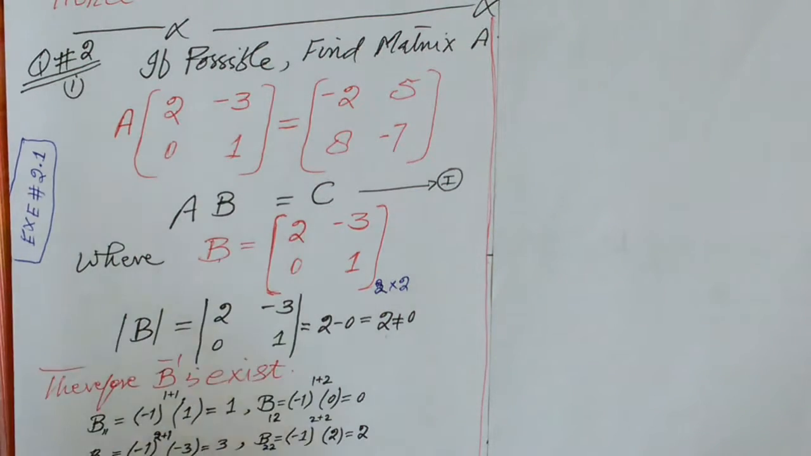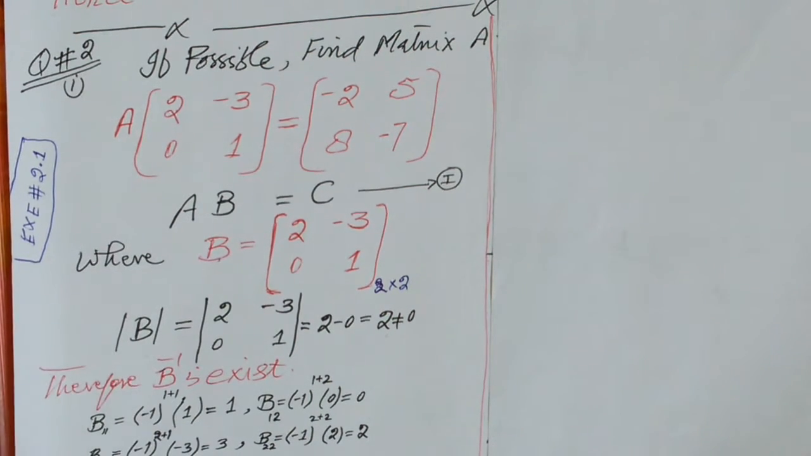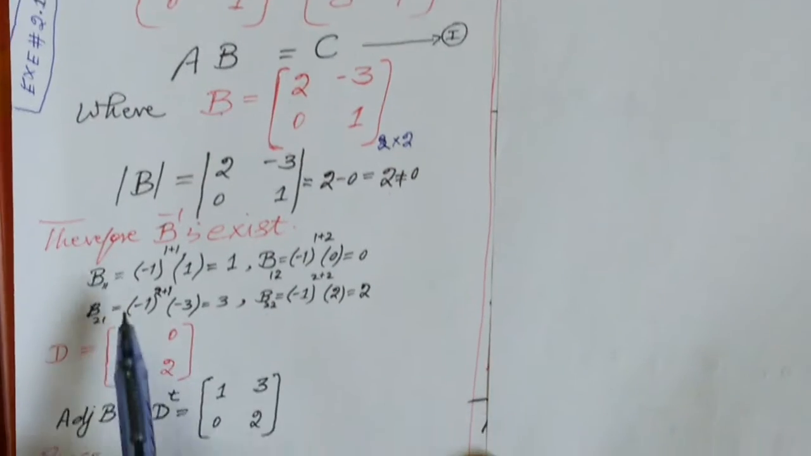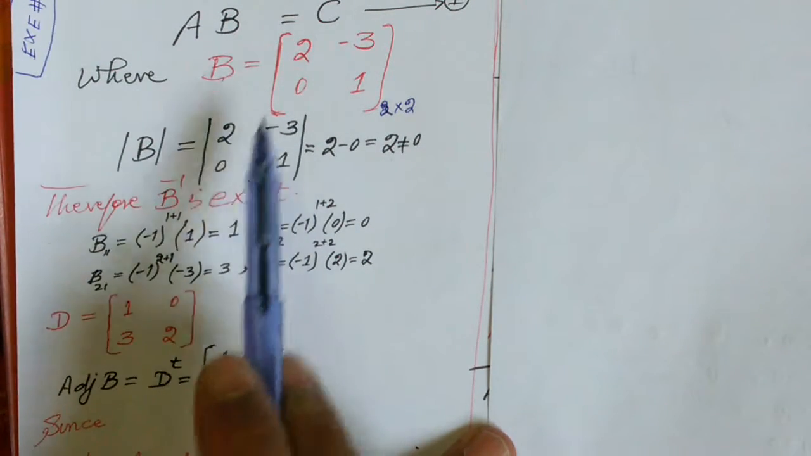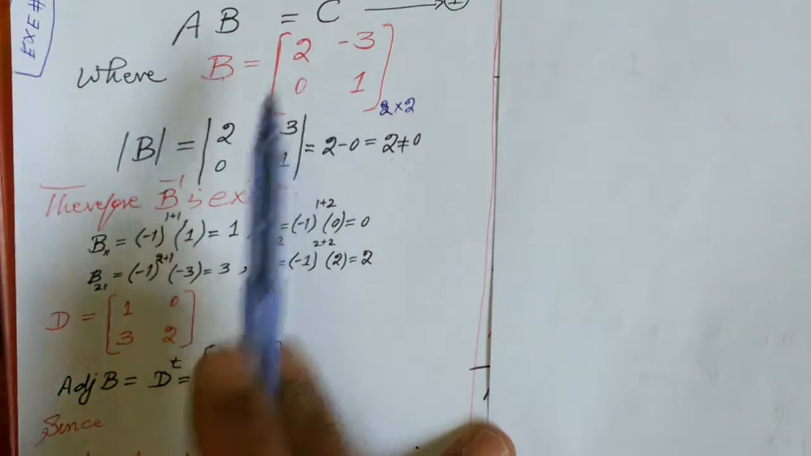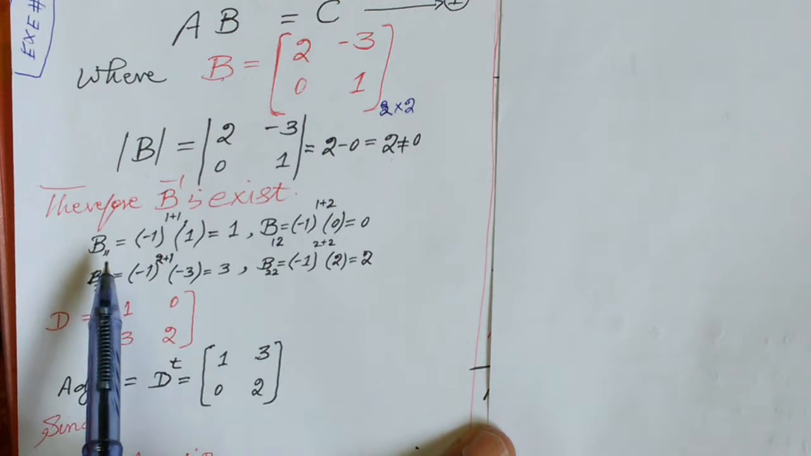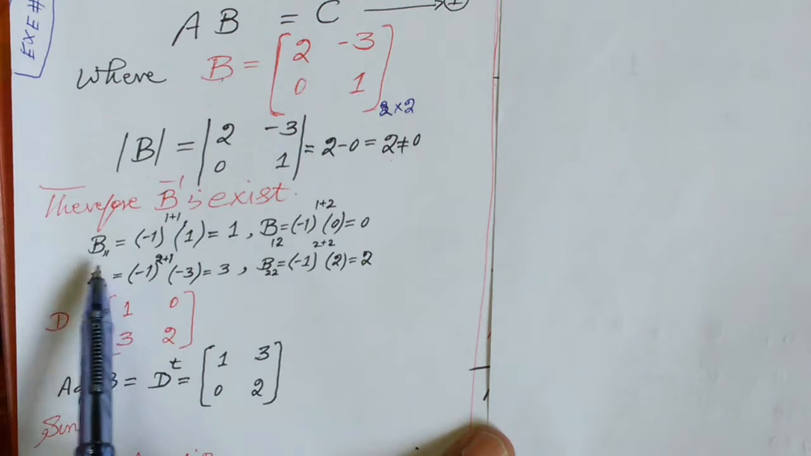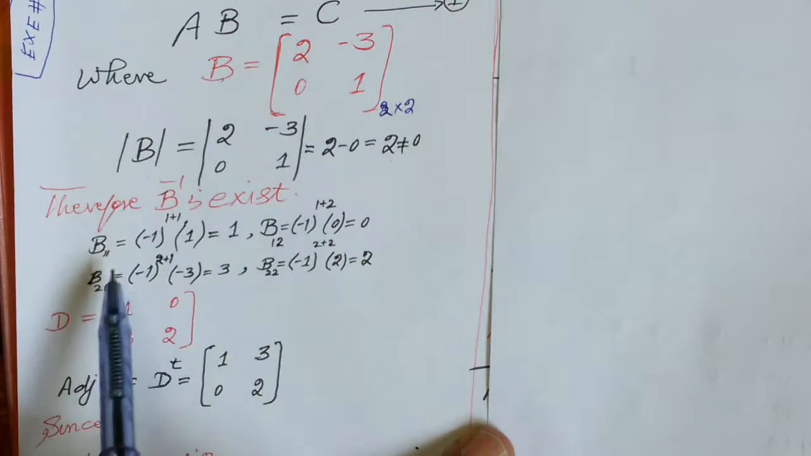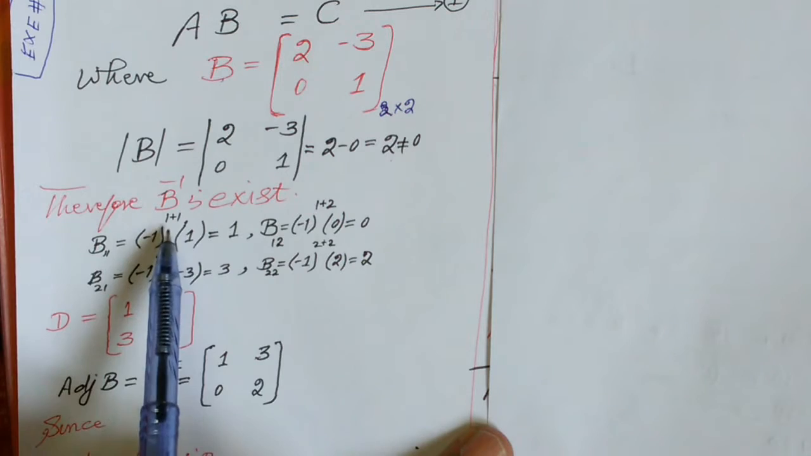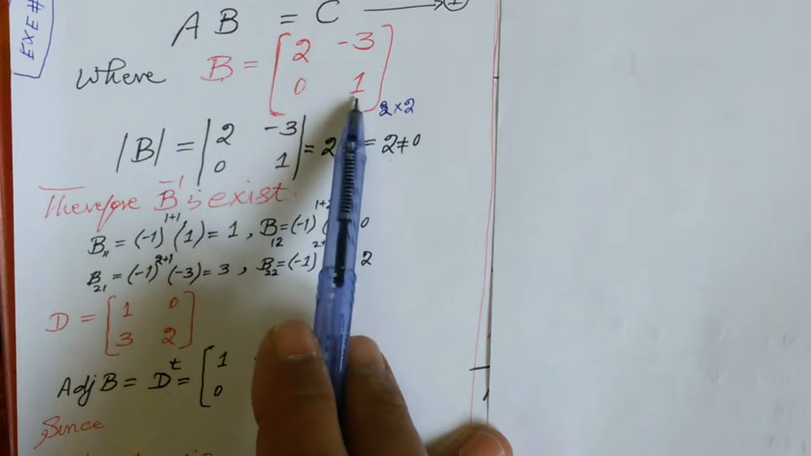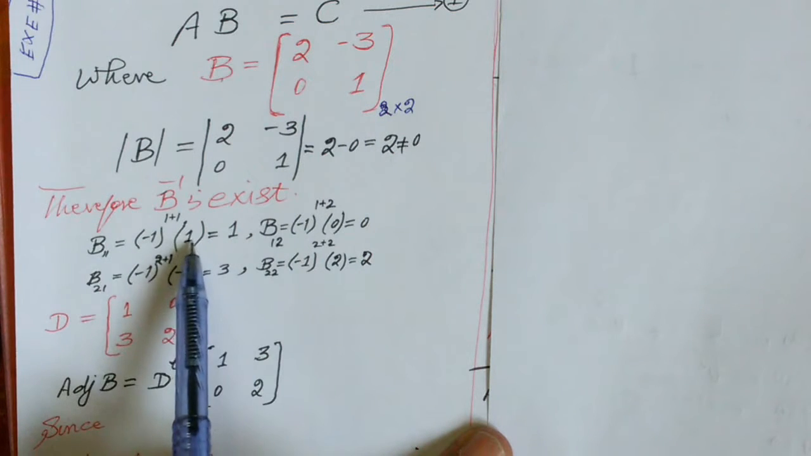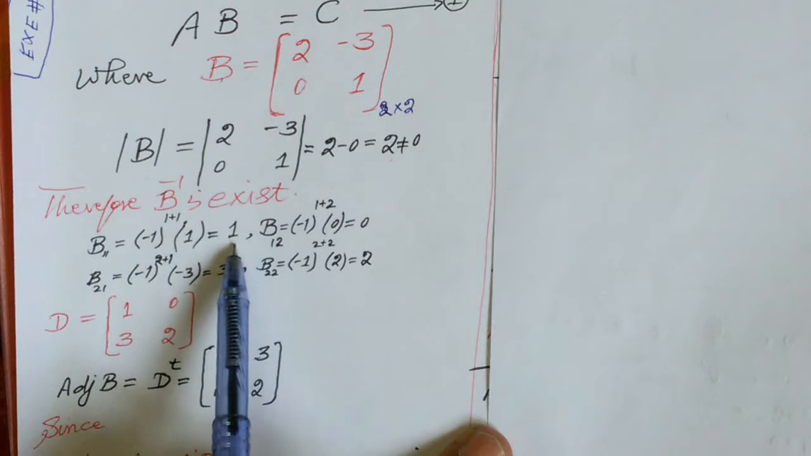For the calculation of the inverse of the matrix B, we have to calculate the cofactor of each element of the matrix B. Calculate the cofactor of the element in the first row and first column of the matrix B. We have minus 1 raised to power 1 plus 1, multiplied by the determinant after deleting the first row and first column. After the simplification we get 1. 1 multiplied by 1 is equal to 1.